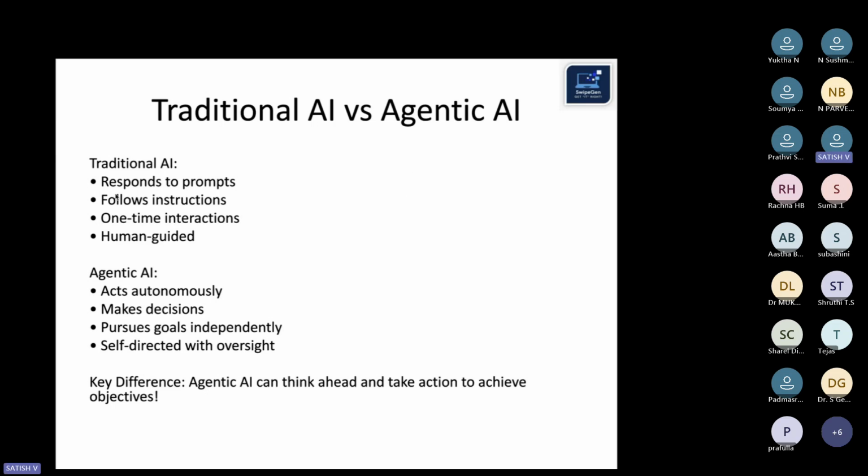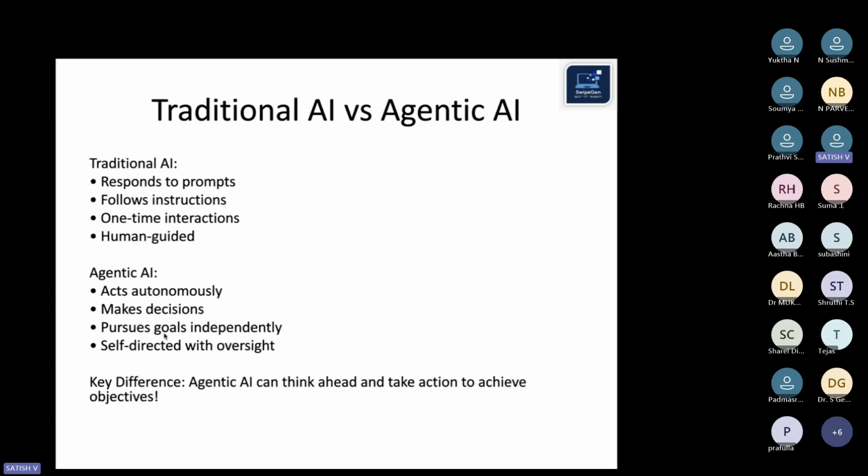In traditional AI, it responds to prompts and follows one-time instructions, and it is human guided. So the human guides things. Agentic AI acts autonomously. Agentic AI means it will have a series of tasks to be done, which gets initiated by the human prompt. After that, it will make the decisions.